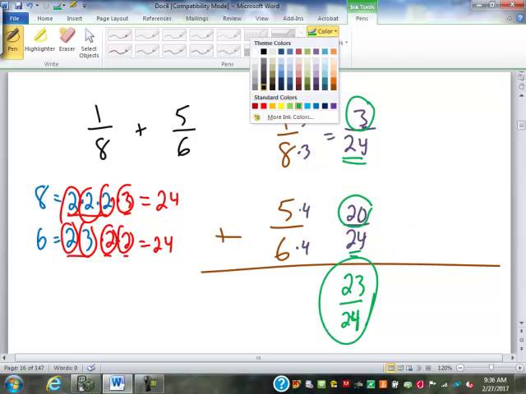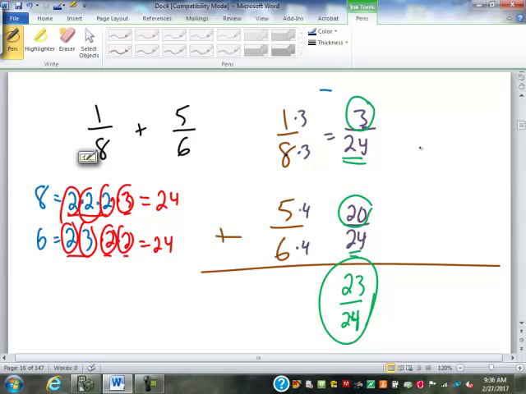Now, I promised you I'd show you an example of this. This is a good problem to do that on. What if I just did 6 times 8 is 48 and use that as my common denominator? Will that work? Sure it will. It's just a little bit more work. So now it's 8 times 6, so 1 times 6. This will be 6 48ths. What's this going to be?